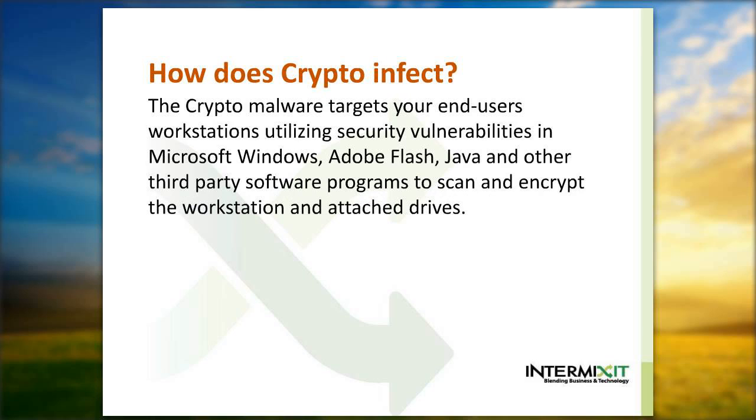How does crypto infect? The crypto malware targets your end users' workstations, utilizing security vulnerabilities in not just Microsoft Windows, but third-party software, including Adobe Flash and Java, and it utilizes those security vulnerabilities to scan and encrypt workstations and those attached drives. When I say the workstation and the attached drives, really what we're looking at is the crypto malware is going to scan the entire C drive, and then it's going to look at external drives, your USB drives, and it's going to then attach itself to network drives, your user's drive, or public drive for many of you.